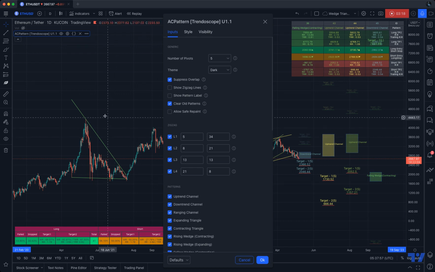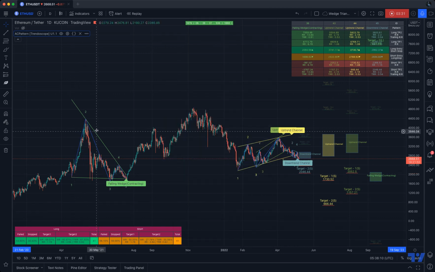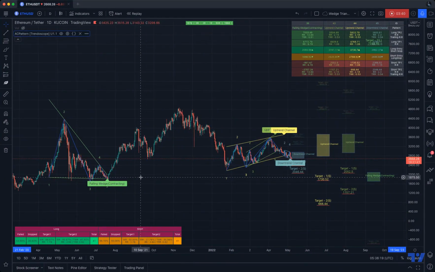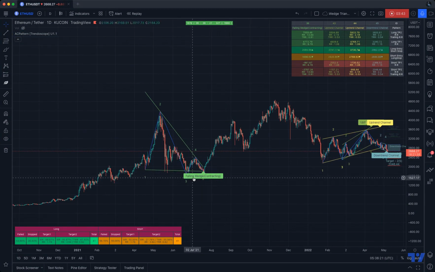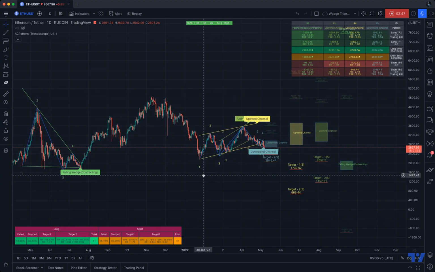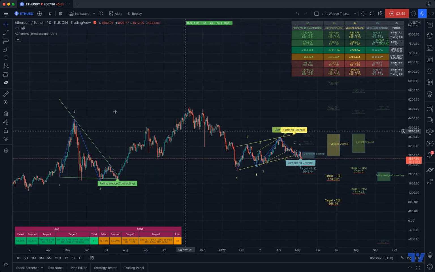And in the pattern drawings, you can also choose a few display options. One is show zigzag lines and the other is show pattern label. So I'll just select them now. Let's see what happens. Yep, you see this. To form this pattern, these are the zigzag lines considered, like 1, 2, 3, 4, 5. So these are the zigzag lines considered for drawing a pattern, and the pattern name is falling wedge, the pattern type is falling wedge, and it's contracting, right? So it's shown for everything.